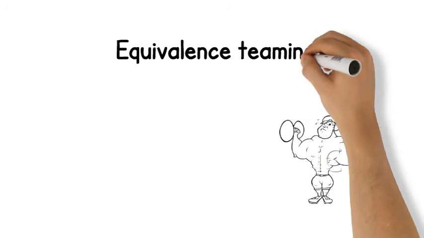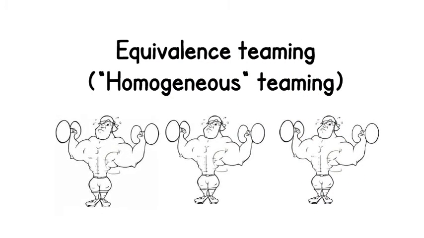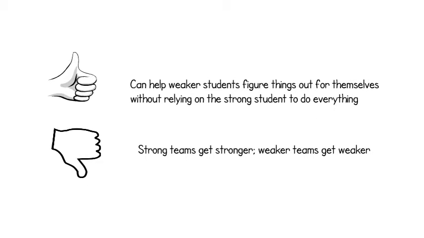Equivalence teaming, or homogeneous teaming as it's sometimes known, involves putting together students of the same abilities, strongest students together, weakest students together. The plus side is that it can help weak students figure things out for themselves instead of relying all the time on the strong students to do everything. The minus side is that strong teams get stronger and weak teams get weaker.